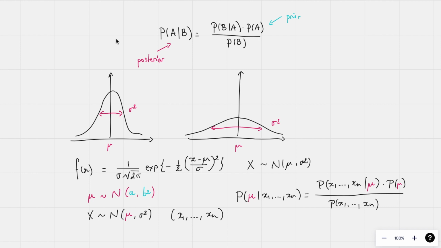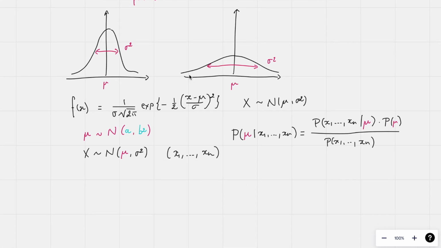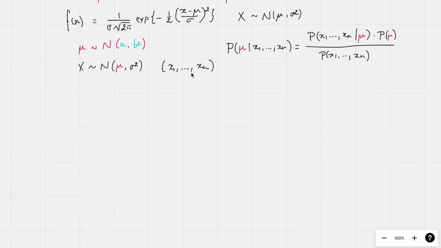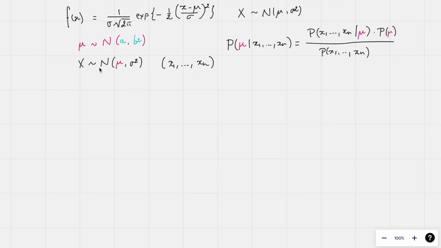So the first thing that we're going to do to compute this is focus on the numerator here. We're going to find a specific expression for that numerator, and we're going to use the definitions that we have. The first is the expression for x given mu, and because this is a Gaussian distribution, we can write it specifically. Also, we're going to assume that x1 to xn have been sampled independently, which means that this distribution here is the product of their probability density functions.